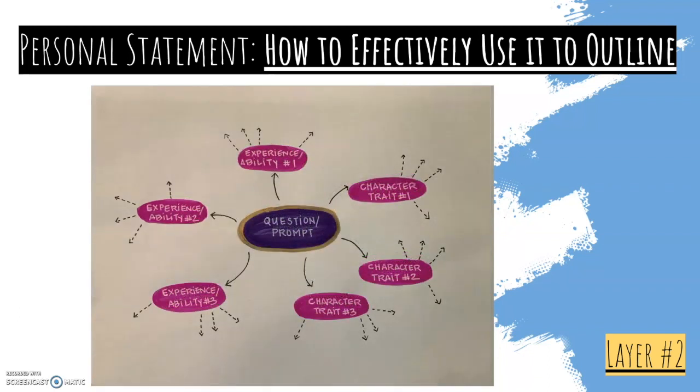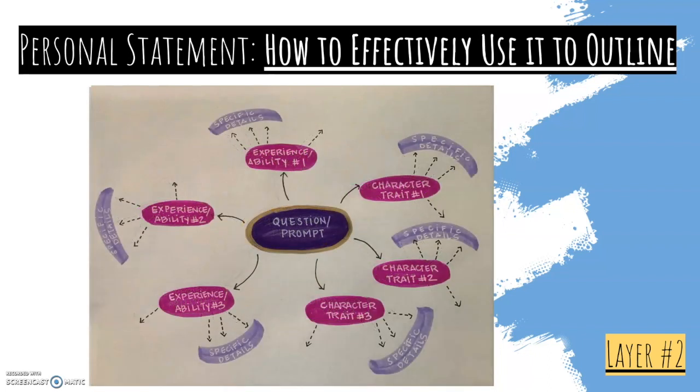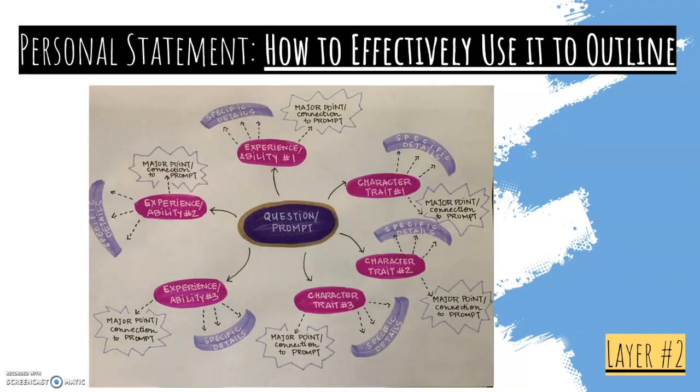Then you have to further branch off, because with a personal statement, you need to create a story about yourself. You have to include detail. You have to include specific examples. So branching off of each of these main ideas, experiences, abilities, character traits, you then want to add in the specific details about what it is you're talking about. And on top of that, the big idea: what is my major point about this? What am I really trying to ultimately get across to the universities by using this experience, ability, or character trait? And how does it connect back to that central point, the question and the prompt?